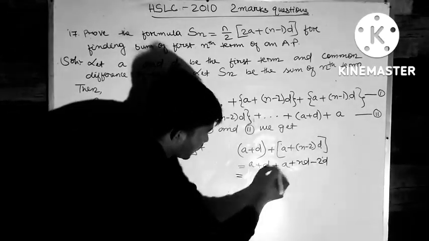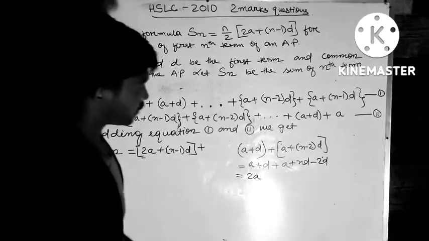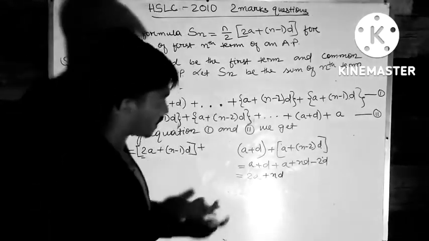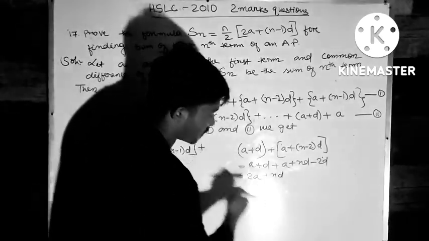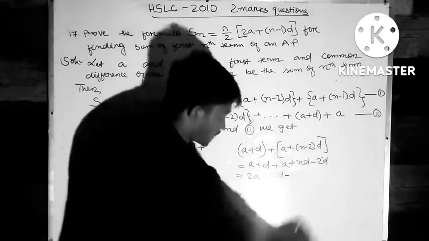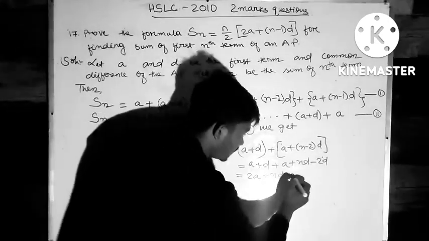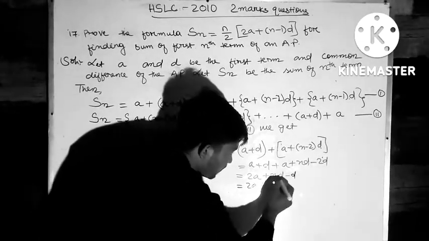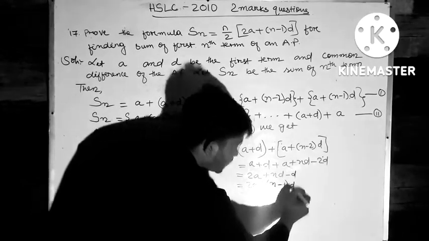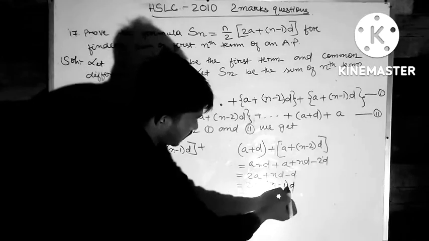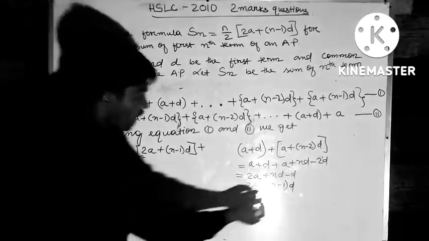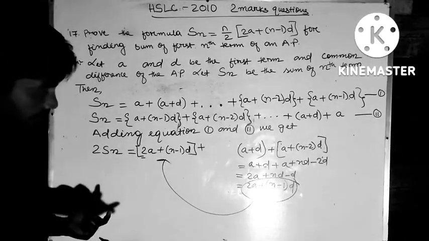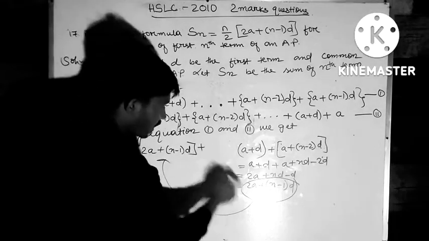Now a and a, we get 2a. Yes or no? a and a, we get 2a. After that, let's write nd. This is plus d and this is minus 2d. So minus 2 plus 1, what do we get? Minus is bigger, so we get minus d. Then what do we get? 2a plus, what is common in this? d is common, right? If I take out d, (n minus 1) d, it will remain like this only. d into 1d, d into n, dn or nd. So what I get here is just like this. Same all around. Is it the same? Yes, right. So I'll put this here.